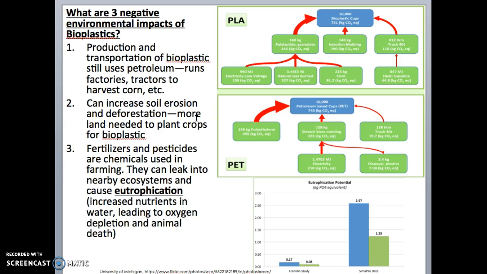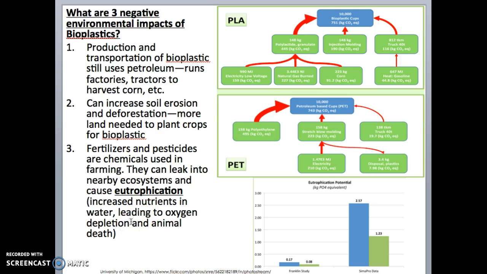One last negative impact is the fact that more fertilizers and more pesticides will be used to farm more crops for the bioplastic. Fertilizers and pesticides are used to increase the crop yield and production during farming, and sometimes they can leak into nearby ecosystems and cause what we call eutrophication. Basically, eutrophication is when there's too many nutrients in a body of water, and that leads to oxygen being depleted and animals dying.